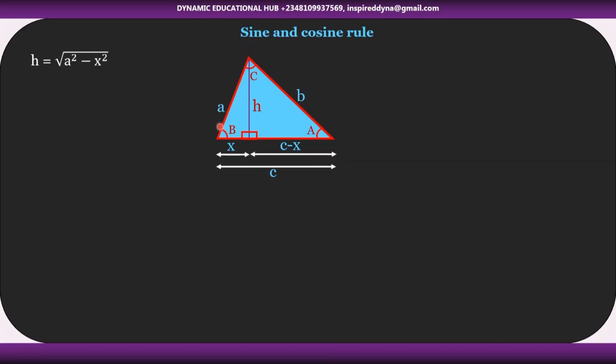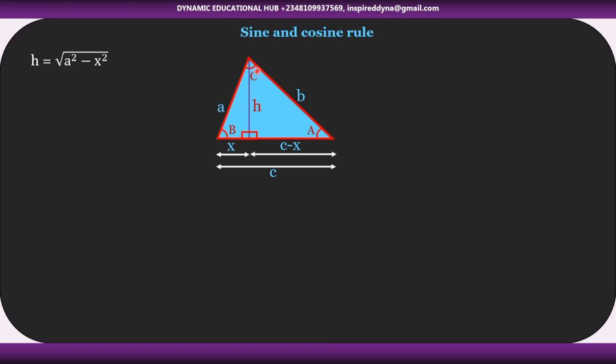Now we have a squared will give us h squared plus x squared. So when you make h the subject of the formula, that is what you are going to get. So you're just using Pythagoras theorem and making h the subject of the formula. So you are going to get this.